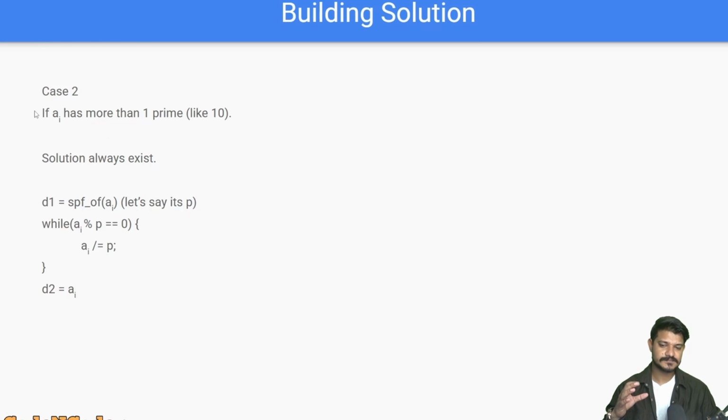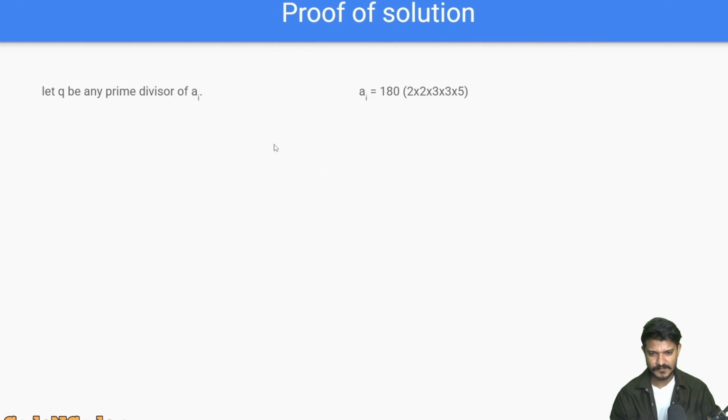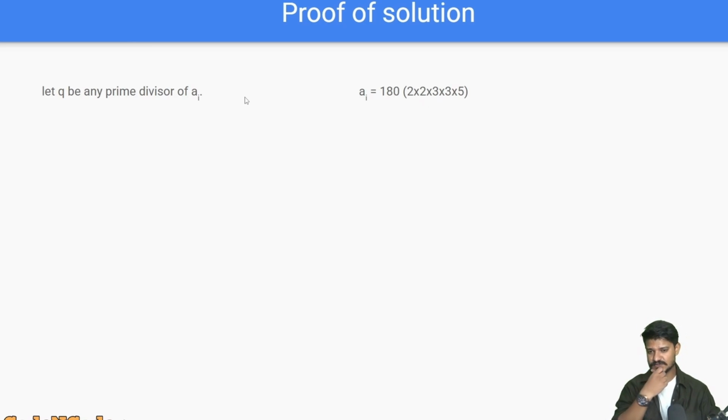Now the thing is, why for case 2, when AI has more than one prime, does a solution always exist? Let's go ahead and prove that also. I'm again taking the example of AI equals 180 just to explain. Whatever I'm going to explain, you can generalize it, so it would be true for any AI. So first of all, we are going to prove that whenever AI has more than one prime in its factors, a solution always exists. Let's go ahead and prove it.